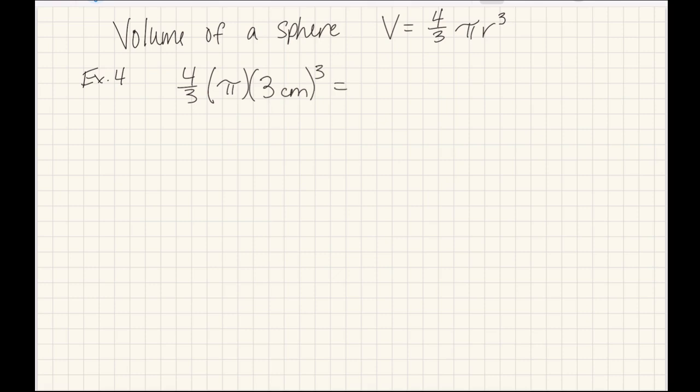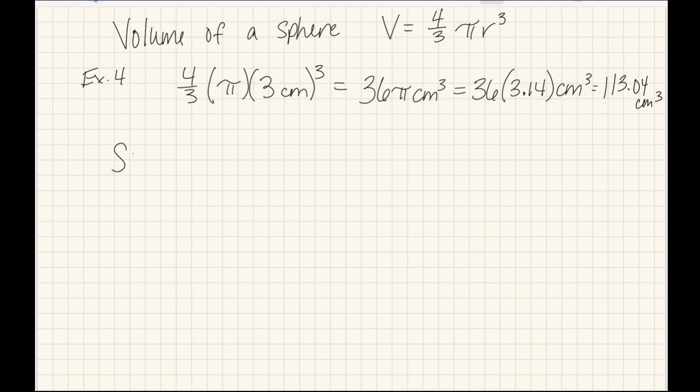So when we take 4/3 times 3 cubed, and we multiply this out and divide, we get 36. So we will get 36 pi centimeters cubed, which is 36 times 3.14 centimeters cubed, which is 113.04 centimeters cubed.